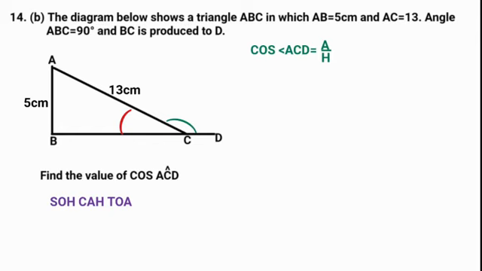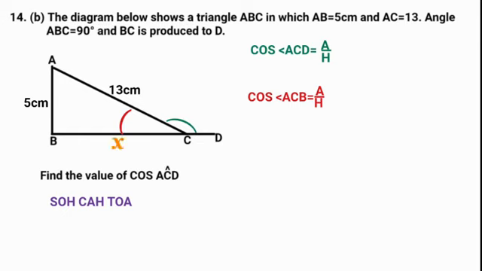We are going to use the same formula, which is cosine of angle ACB. You can see that that angle is angle ACB, which is equal to adjacent over hypotenuse. Now, which side is adjacent? The side adjacent to that angle is BC. We are not given the measurement of this length, so we are going to name it x.